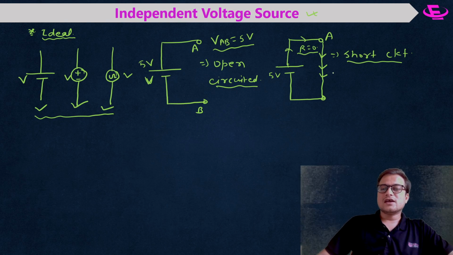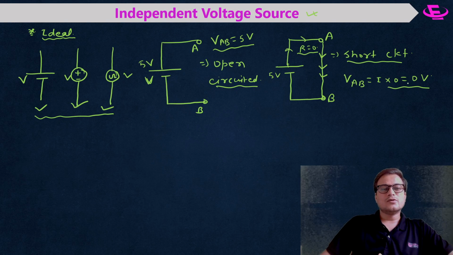So this is A, this is B. Now if somebody asks you the voltage across the AB terminal in the short circuit condition, what will you write? I into resistance 0, that means 0 volt. I hope it is clear to you. So this is about the independent voltage source.